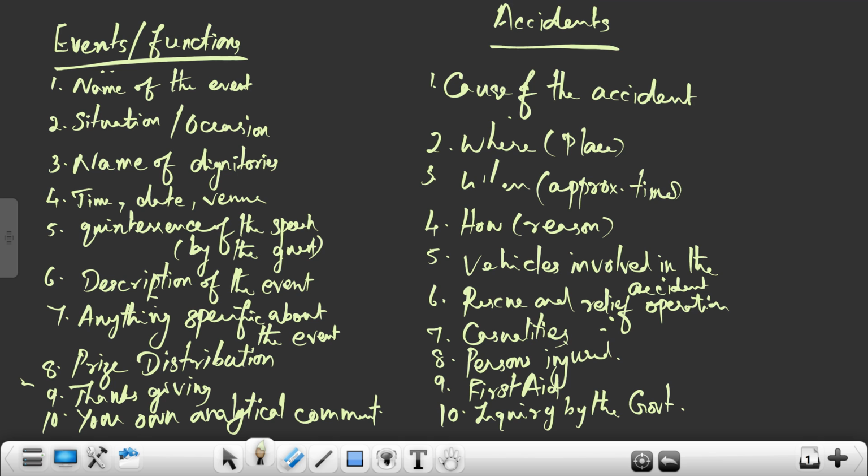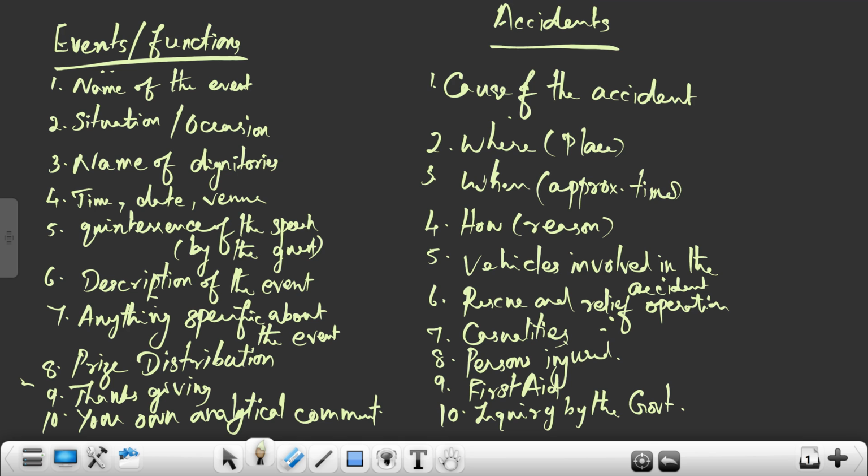And you know there are different types of reports: the reports of events, functions, and accidents. So reports are meant for different purposes, such as a report to be published in the school magazine or in a newspaper. By the way, we come across the newspaper, and we are familiar with the reports in the newspaper.